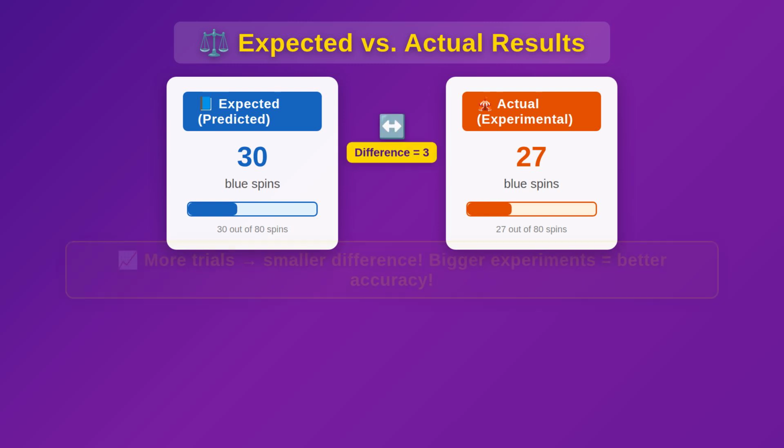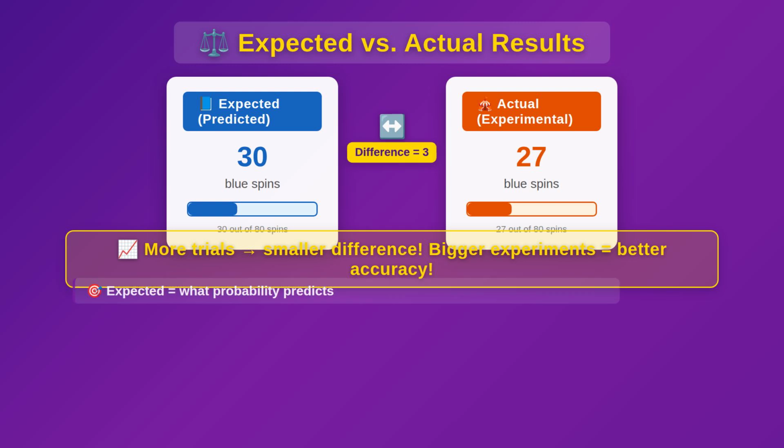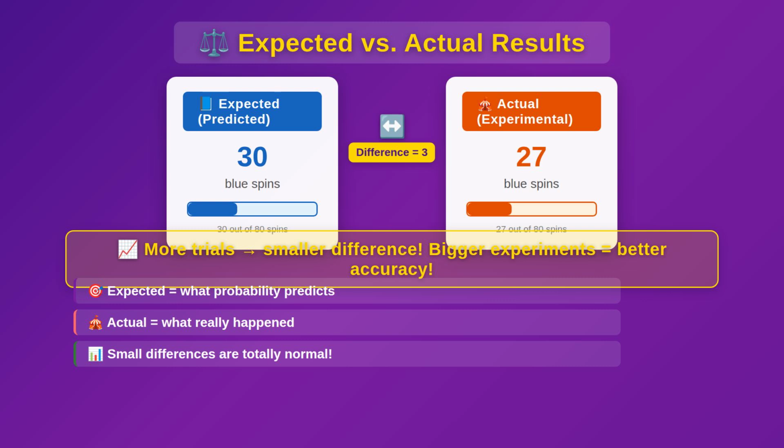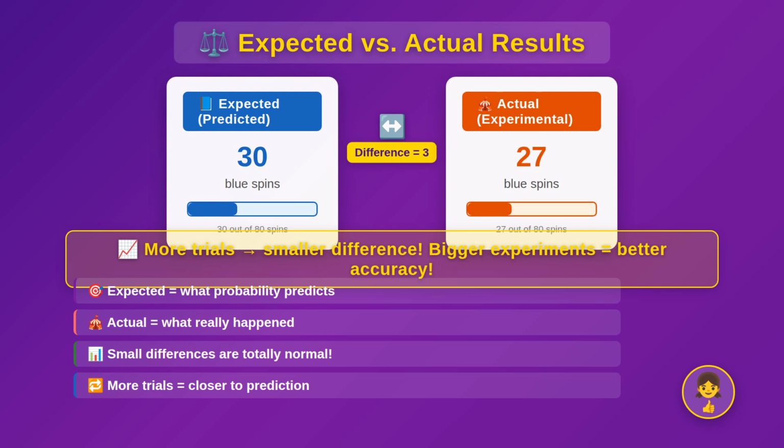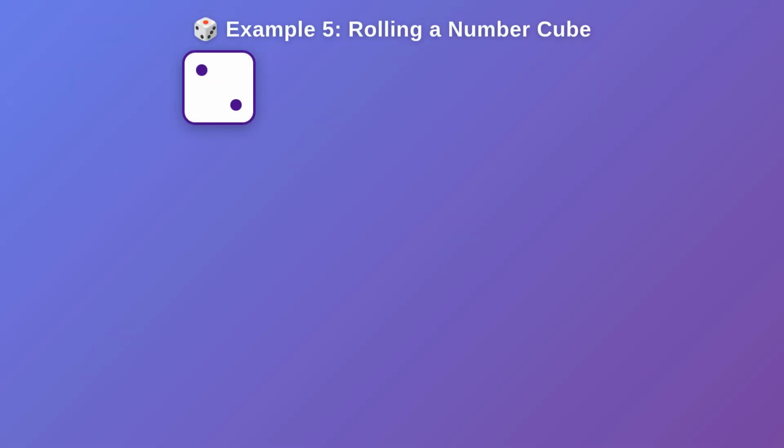Here's something important Maya learned. Predictions give us expected results, but actual experiments give us actual results. And guess what? They're usually a little different, and that's completely normal. Maya predicted 30 blue spins. The actual carnival spins gave 27 blue. That small difference is called experimental variation. It doesn't mean the math is wrong. In fact, the more times you spin, roll, or flip, the closer your actual results will get to your prediction. Bigger experiments equals better accuracy. Maya's figuring this out fast.